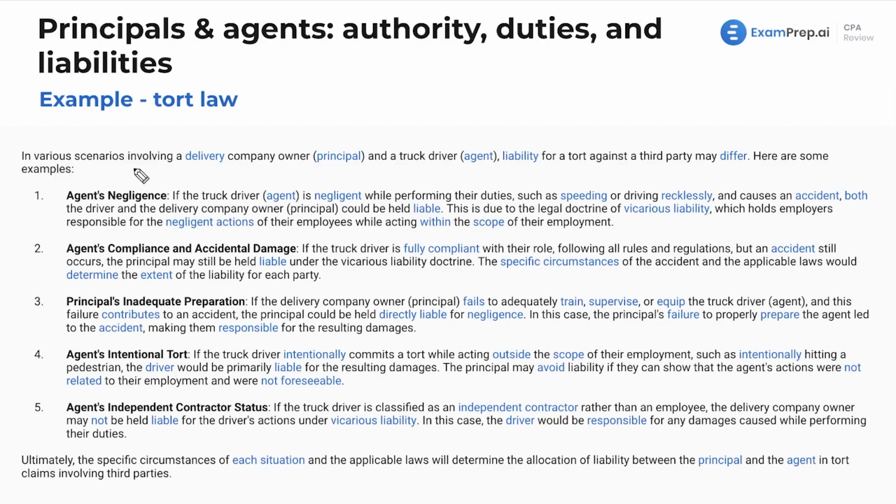Now, in various scenarios involving a delivery company who is the principal and a truck driver who is the agent, liability for a tort against a third party may differ. Here, we're going to have some examples. First, we've got the agent's negligence. If the truck driver who is the agent is negligent when performing duties, such as speeding or driving recklessly, and they cause an accident, both the driver and the delivery owner could be held liable. This is due to the vicarious liability doctrine, which holds employers responsible for the negligent actions of their employees while acting within the scope of their employment.